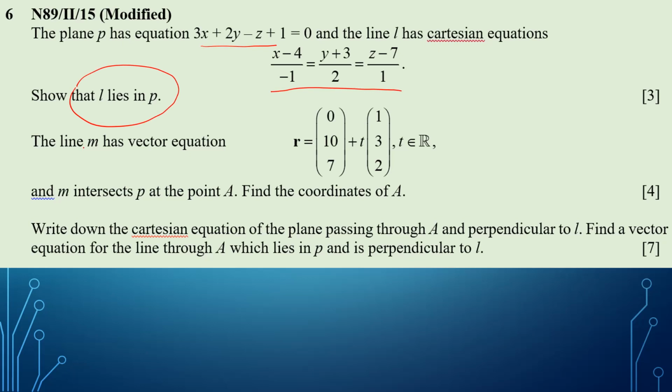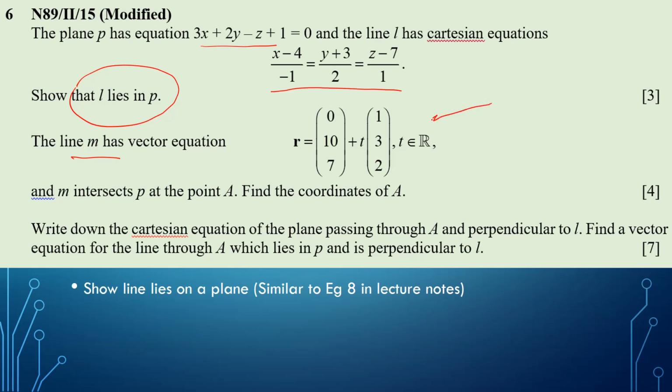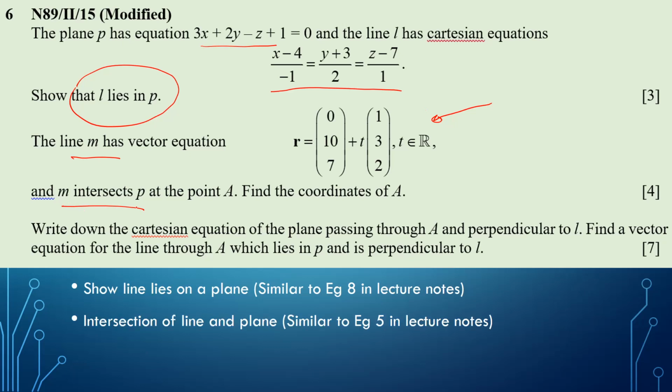If you analyze this, what they're asking is that you need to show a line lies on plane P. This is similar to example number 8 in your lecture notes. The next part supplies another line, line M, in vector equation form, and your job is to find the intersection of line M with plane P. This is intersection of line and plane, similar to example 5 in your lecture notes.